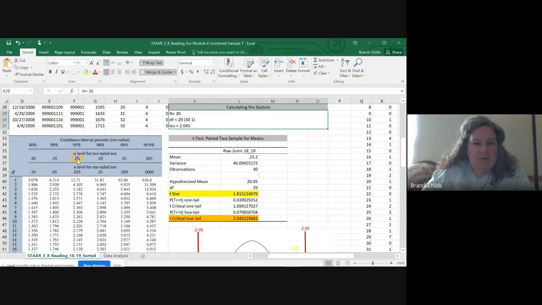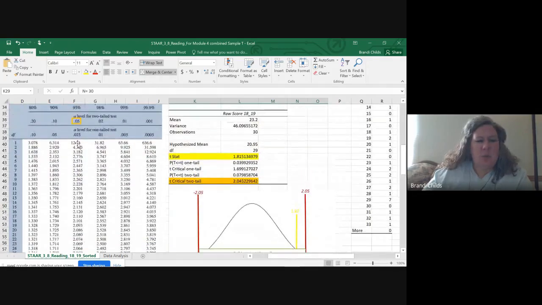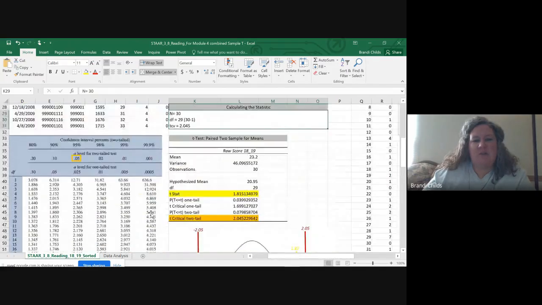So 0.05, and we did a two-tailed test, meaning on each end it does have a tail. And then for mine, it was only 29. So you just simply look down, 29, and then 0.05. So this is the column we would be in, and here would be 2.045. So that is where I get this critical number.